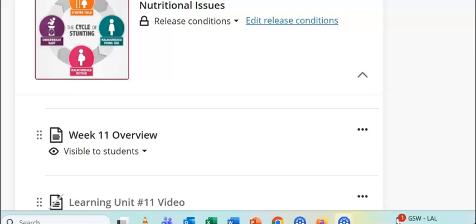We're on to learning unit number 11. So we're getting ever closer to the end of this course and our semester, because there'll be 14 full learning units for this course and a final course reflection in a few days. So we're moving right along and we're talking about nutritional issues.